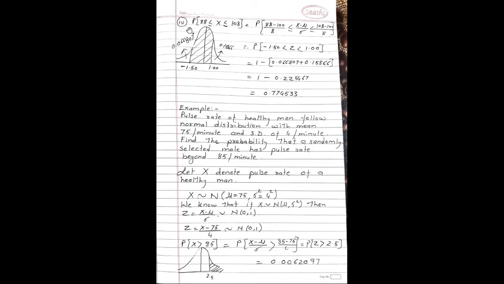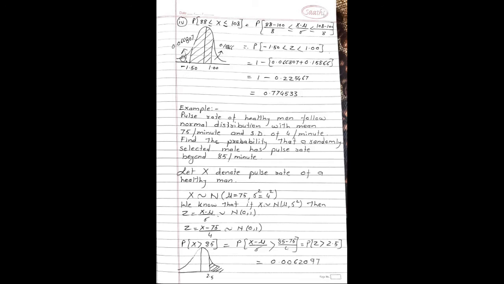Last part of the problem, probability 88 less than or equal to x less than or equal to 108, which is equal to probability 88 minus 100 upon 8 less than or equal to x minus mu upon sigma less than or equal to 108 minus 100 upon 8. So this is equal to probability minus 1.50 less than z less than 1.00. Now we will mark the ordinates on the normal probability integral curve. Minus 1.50 will come on left hand side of the curve and positive 1.00 will come on right hand side of the curve.